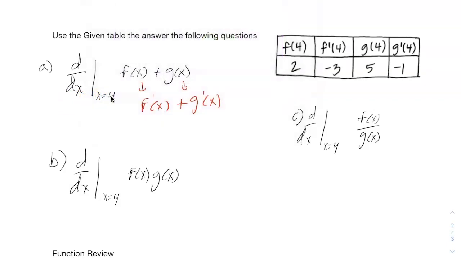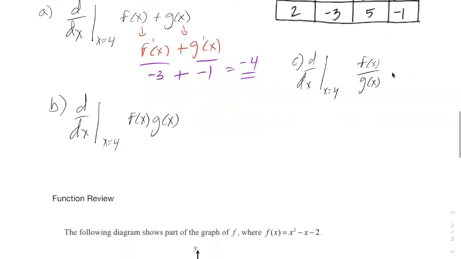Really, we're just going to look at the table here, right? What's f prime of 4? F prime of 4 is negative 3. And then what's g prime of 4? G prime of 4 is negative 1. So I get negative 4. That's my answer.